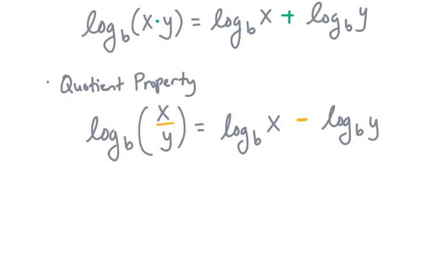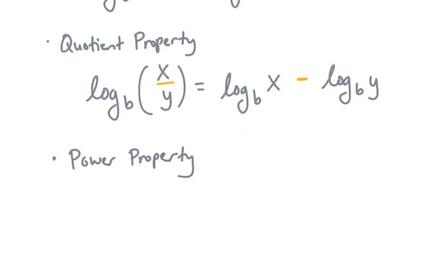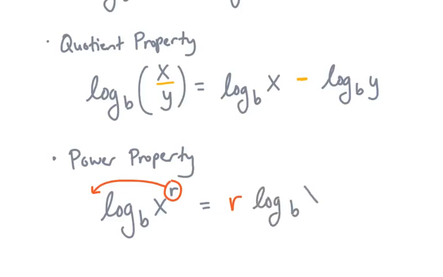The last property I'll mention, this is the third one, will be the power property. It would be good to have these three properties written down so that we can then apply them to some examples together. The power property would state that if I have log base b of x to the power of r, so you get a little exponent on the argument there, then what this property allows us to do is pull the exponent down out front. So it would become r times log base b of x.